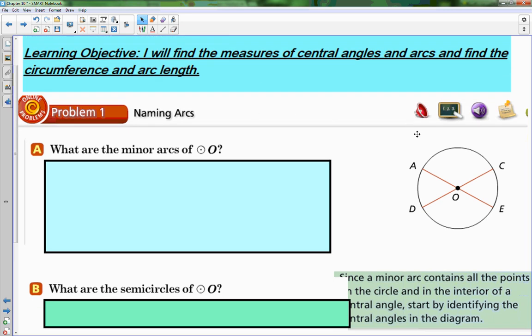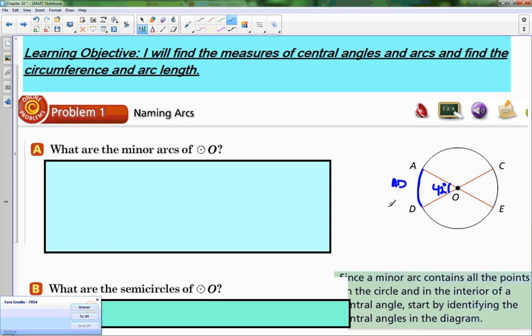So first thing, let me tell you that the central angle is the angle that has a vertex at the center of your circle, central angle. So, for example, if I were to tell you that this central angle, because its vertex is in the center of the circle, is 42, then the arc that corresponds to that central angle is also 42.